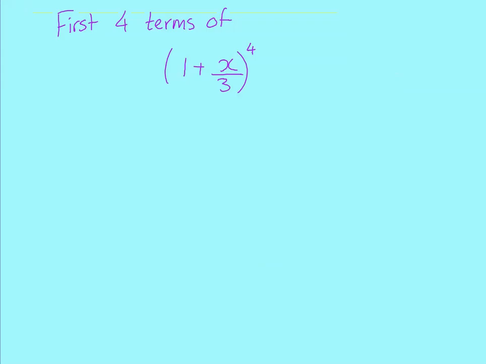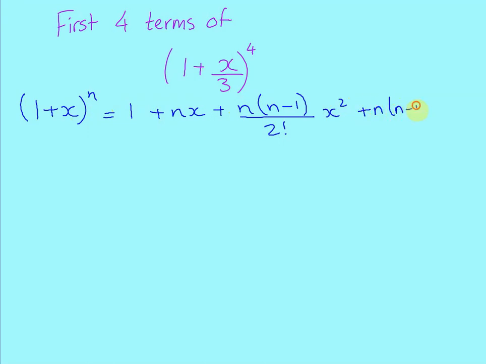So let's have a look at some questions. So what we do, obviously I can solve this one without the new formula because it's a positive integer as a power, but let's just get used to it. So I'm just going to write it out again. So (1 plus x) to the power of n is equal to 1 plus nx plus n(n minus 1) over 2 factorial x squared. We want the first 4 terms, so there's the first 3, so we'll just pop this one on, hopefully it'll fit, yeah, just about.